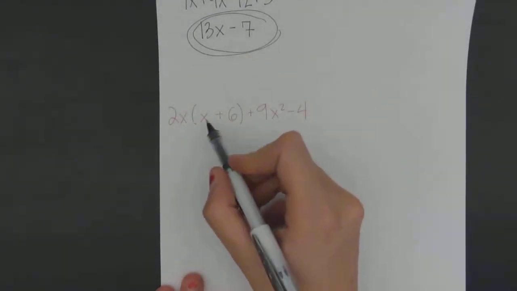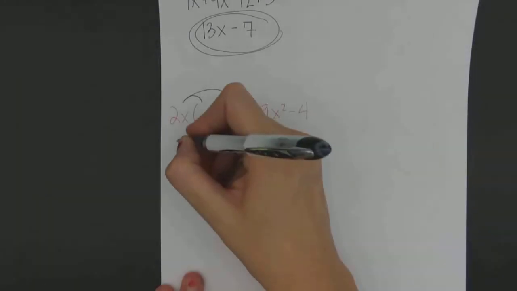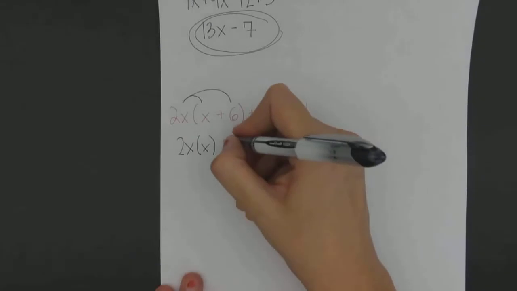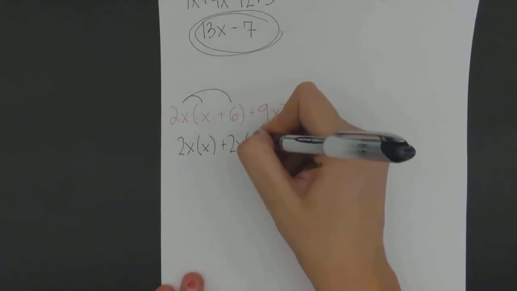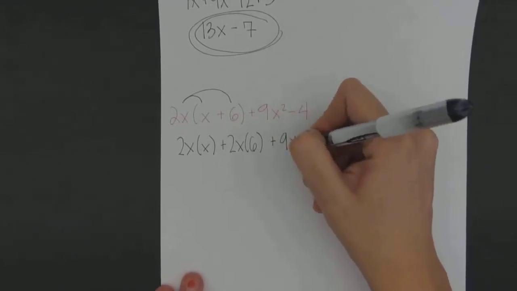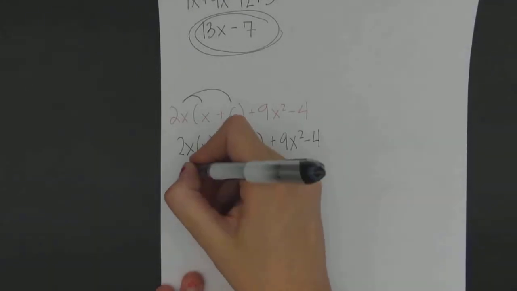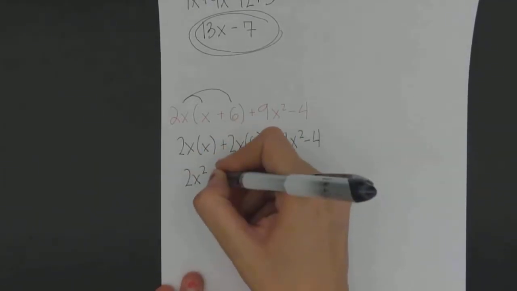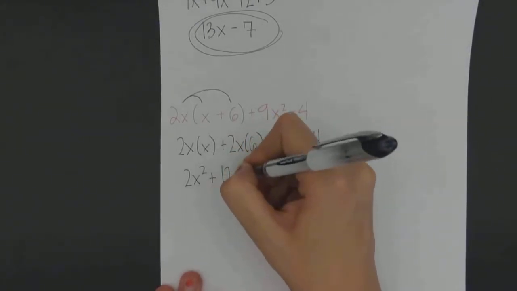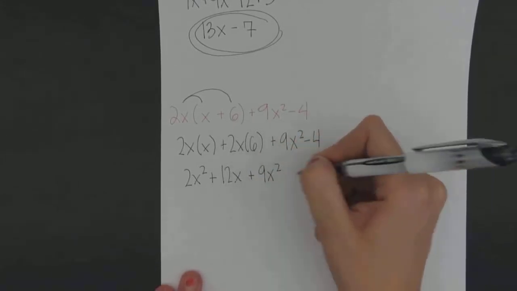Okay, so I'm going to distribute this 2x to this x and to this 6. 2x times x, I'm going to write like this to begin with, and then 2x times 6, just so you guys can see how I'm using the distributive property. Copy down the rest of my terms. Now I want to simplify. What is 2x times x? That would give me 2x squared, plus 2x times 6 would just give me 2 times 6 is 12x. Copy down my rest, plus 9x squared.